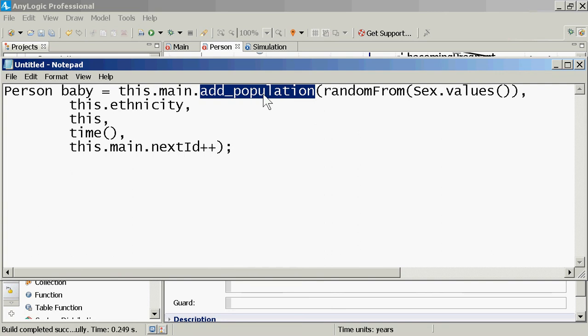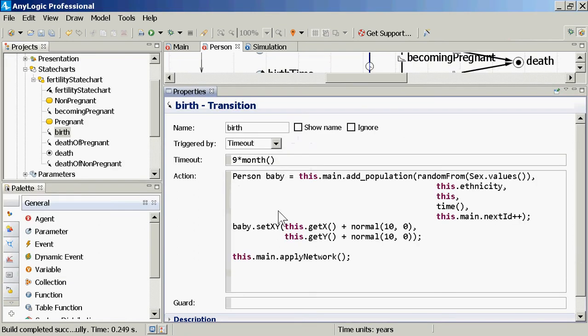So you can think of it, so this main add population adds a person to the population, right? But it'll also return the person that is added in case you want to do something, but you don't have to do anything with that person. So once this transition is finished, that person that you added, their name or their identifying qualifications, you don't need anymore, but the function still added the person to the population.